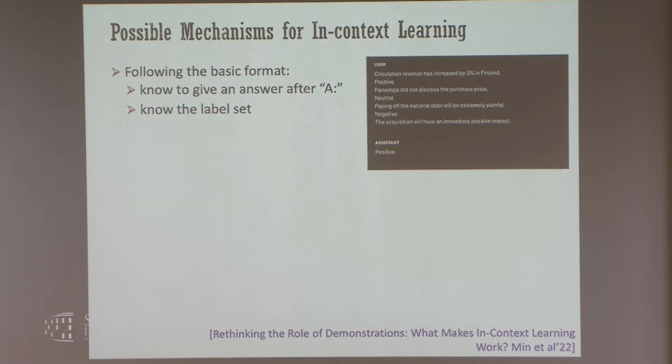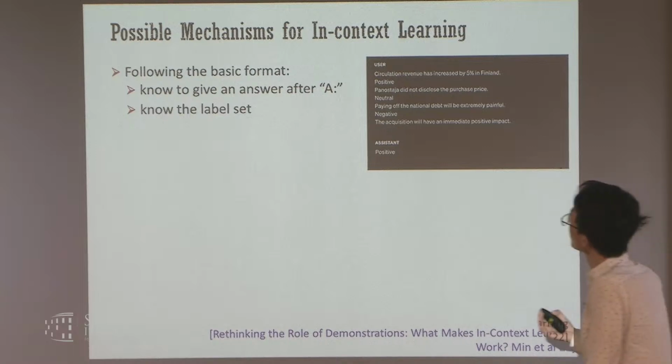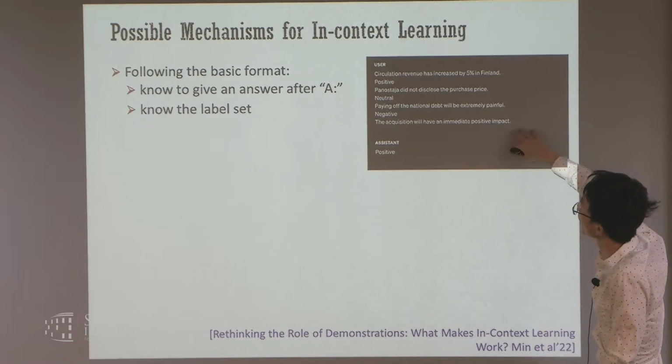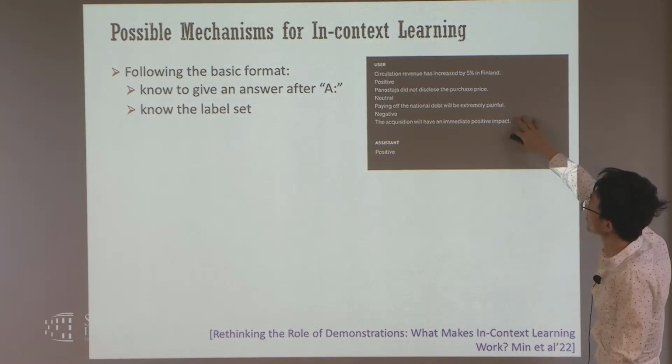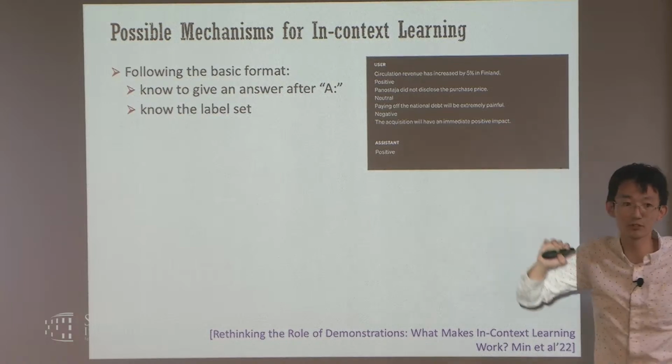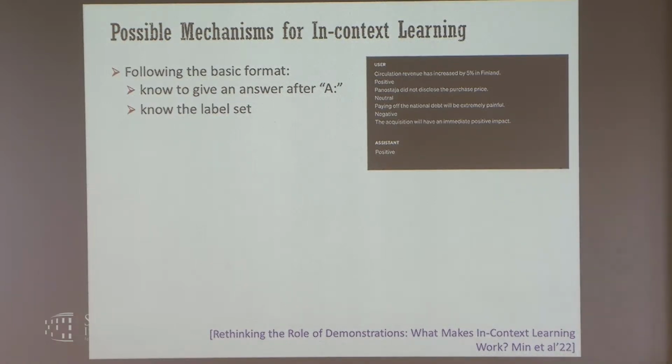So you can probably say that there are two types of learning here. One is that you are following the format. In this case, where you have positive and negative labels, in some sense, to solve this problem, you don't have to learn from the new examples how to do sentiment analysis. You just have to learn that this is a task of sentiment analysis.